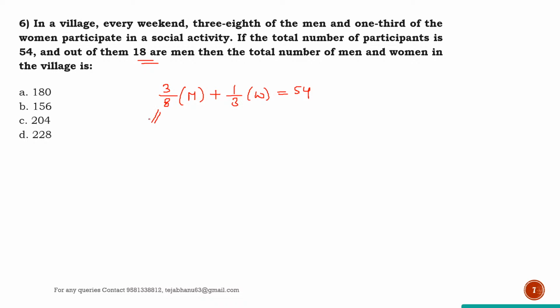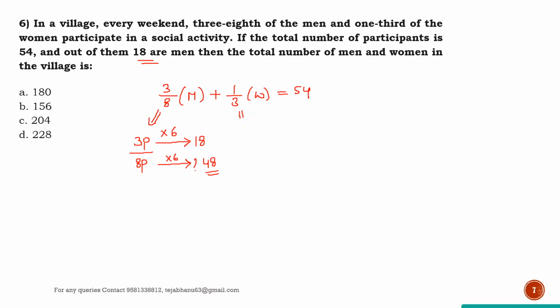If you consider this fraction, 3 parts out of 8 parts participated in this. He told that these 3 parts are 18 because 18 men participated. 3 sixes are 18, so 8 sixes are 48. There are 48 men.